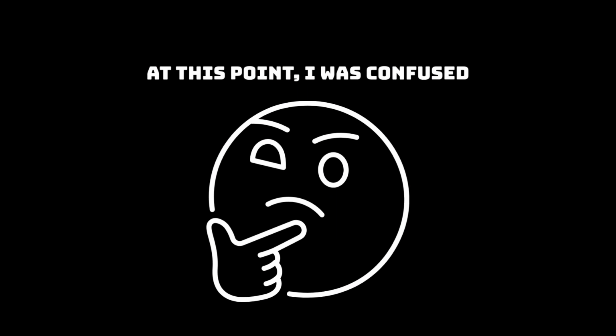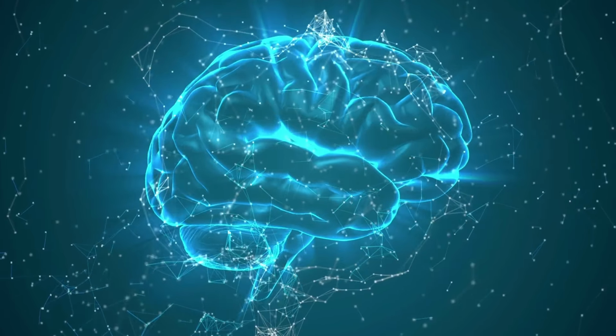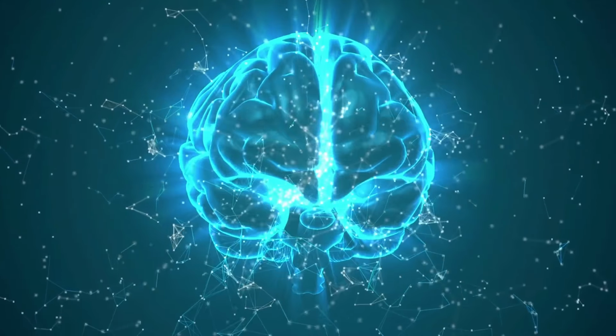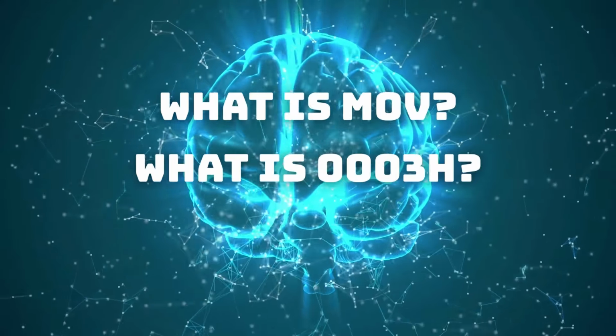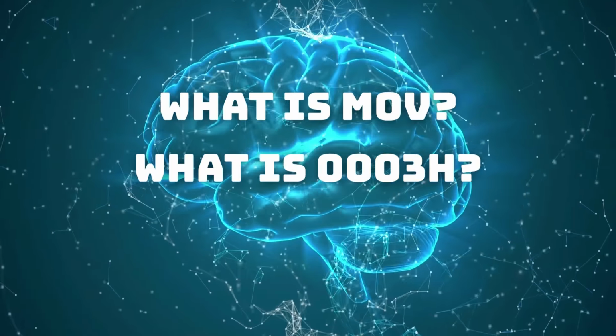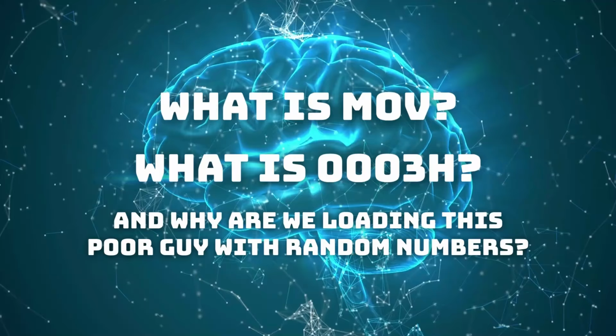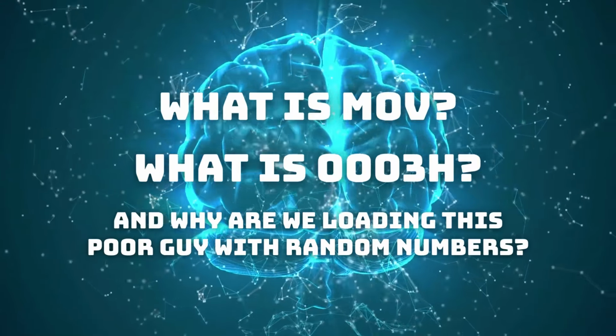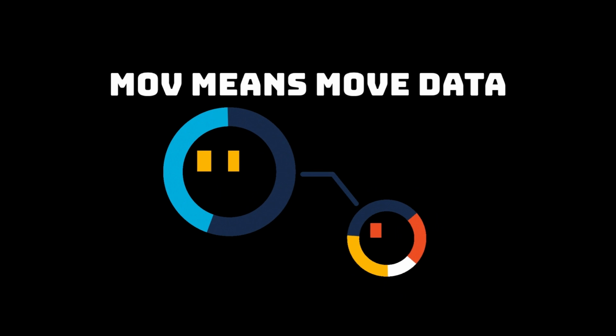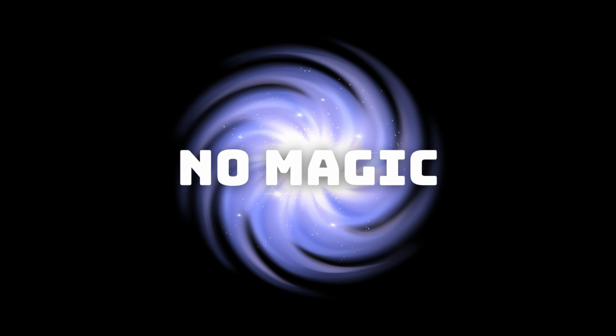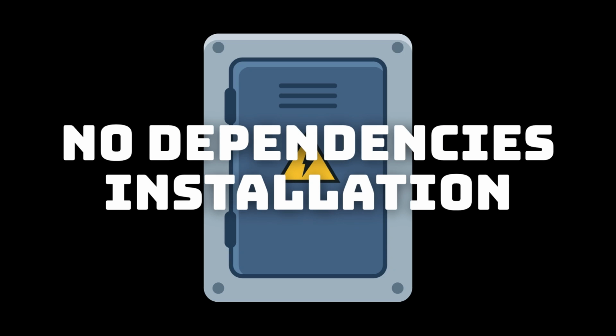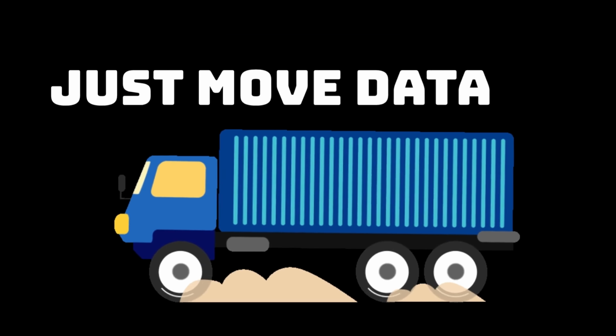At this point, I was still confused. Then I saw my written code again, and my React brain immediately asked, what is MOV? What is 0003H? And why are we loading this poor AX guy with random numbers? It turns out that MOV means move data. That's it. No magic, no framework, no dependency installation, just move data.